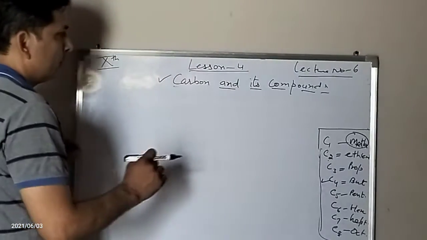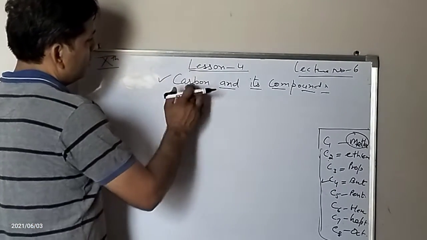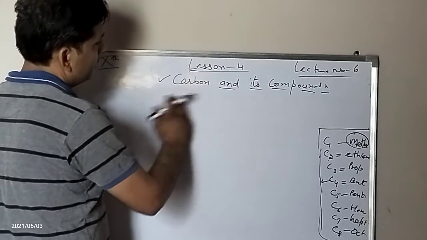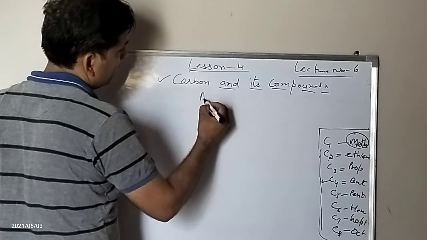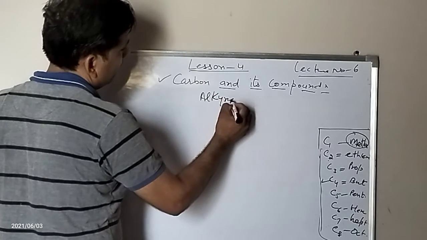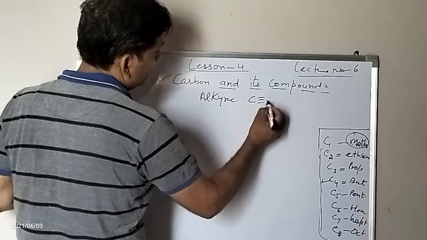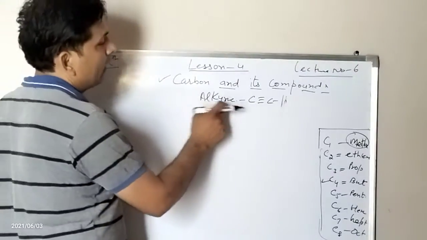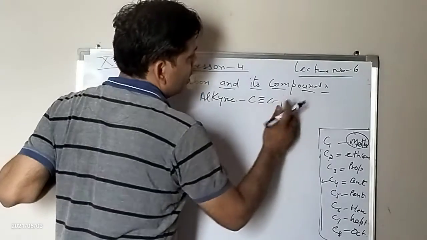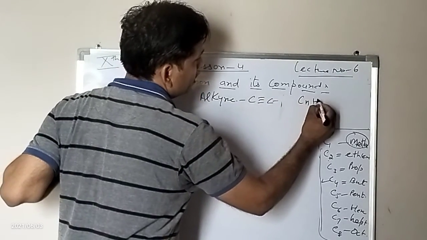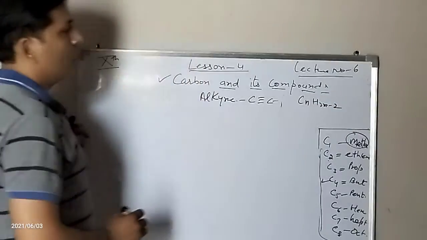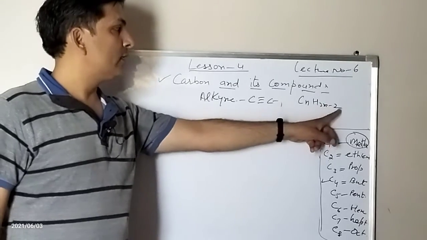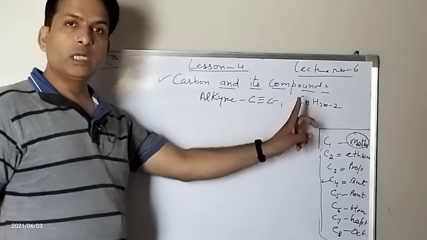Welcome back, students. In today's lecture, we are going to discuss another hydrocarbon, an unsaturated hydrocarbon, that is alkyne. When there is a triple bond between two carbon atoms, then we call them alkynes. And the general formula for alkyne is CnH2n minus 2. It means the number of hydrogen atoms is always 2 less than twice the number of carbon atoms.